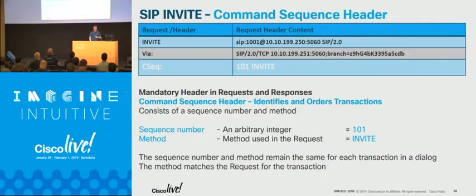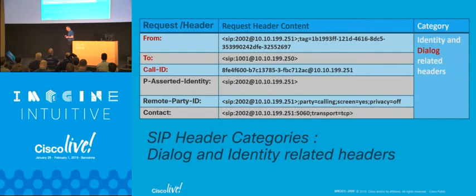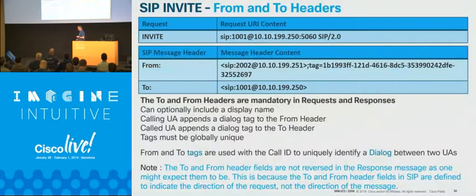And then in addition to that, we're looking at the CSeq number to also map that as well. So those are transaction related. That's how we identify the transactions. How we identify the dialogue is through the To and From header and the Call-ID. With the To and From header, what you'll see here is that they're exactly the same. They're mandatory in requests and responses.